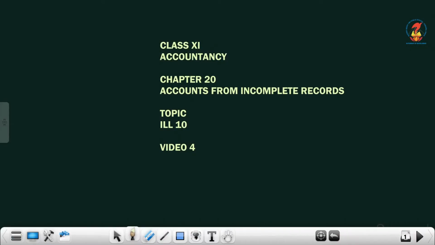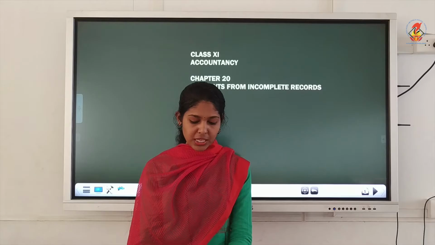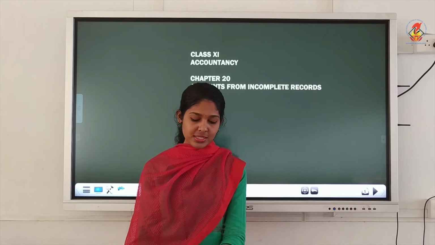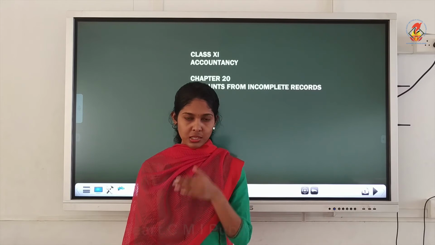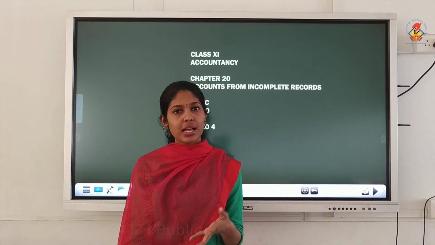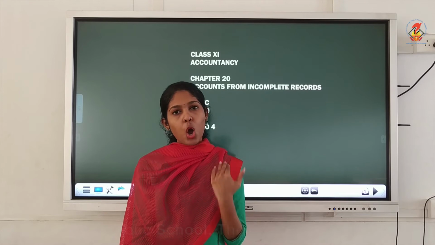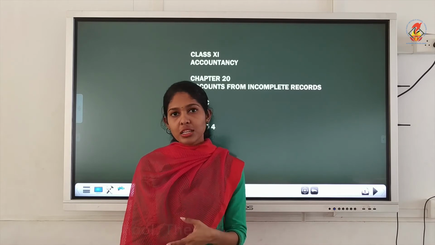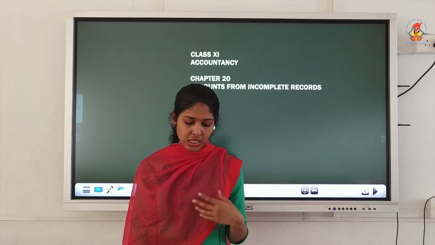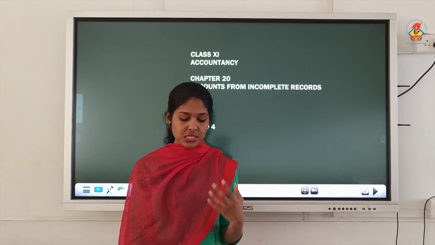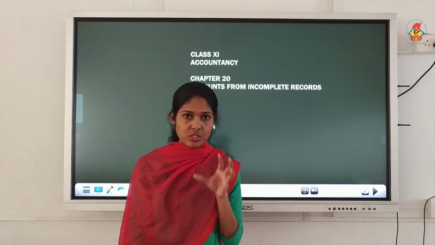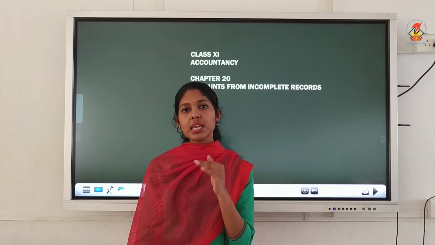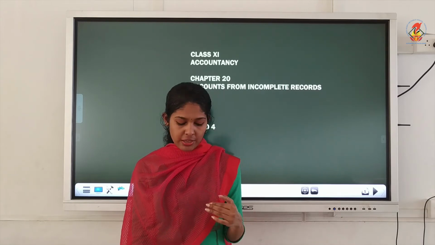Now we will work out illustration number 10, page number 20.13. Mr. Weiss keeps his books on single entry system. Following information is given. So we have opening values and closing values. So it is understood that we will have to do opening statement of FS and closing statement of FS. Then we have so many adjustments in the question. We will go through that, which should be considered only in closing statement of FS.